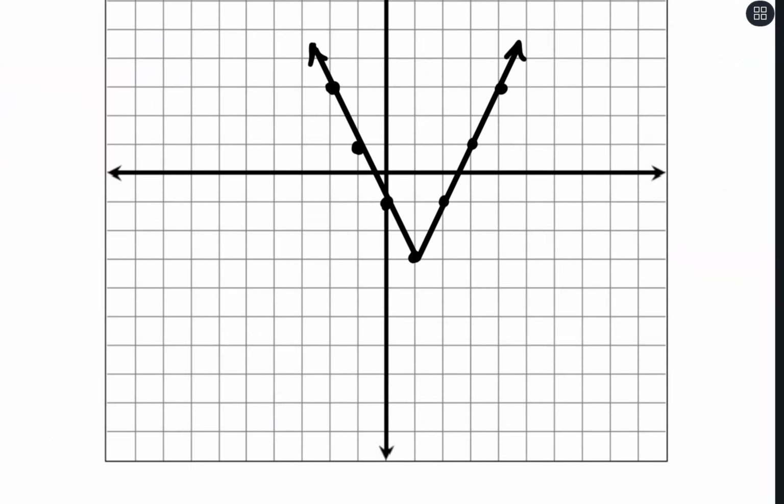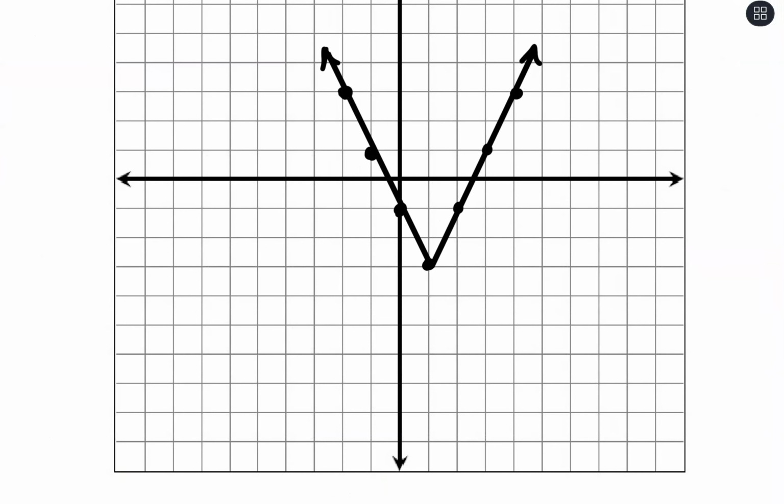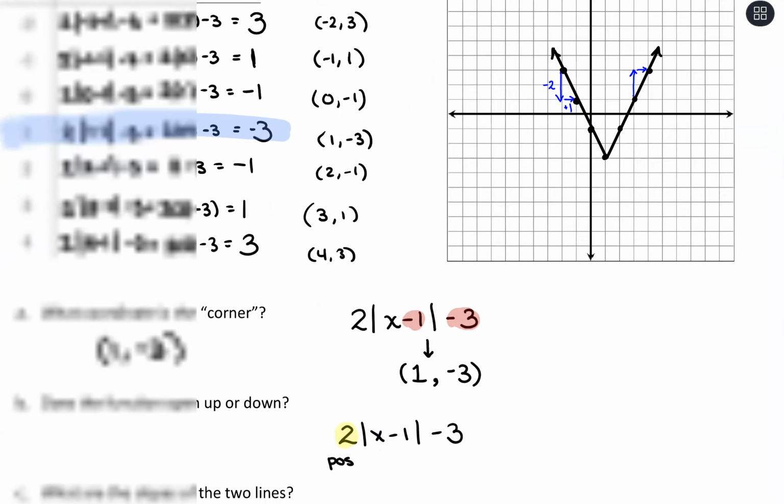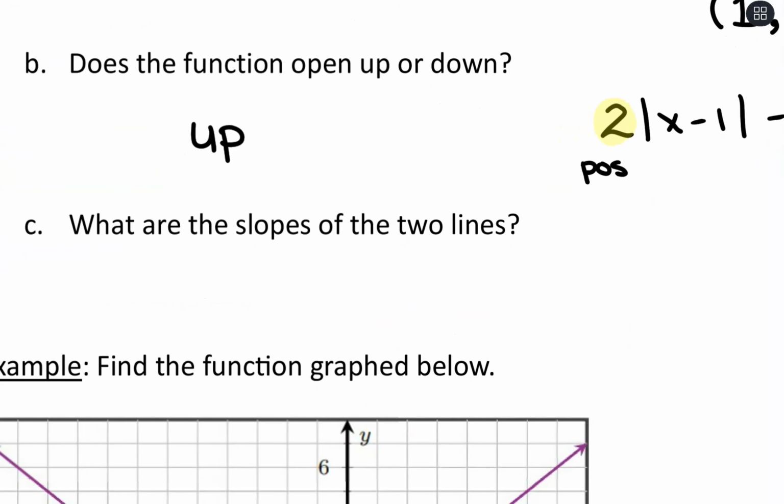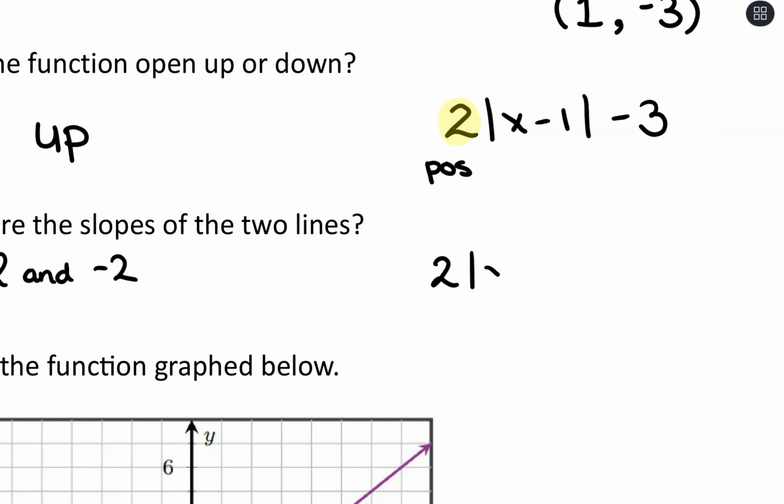What are the slopes of the two lines? What we could see is on the right-hand side, we would go down to the right 1. So I'm seeing a slope of -2 there. And then over here, I'm seeing a slope of +2. So the slopes of the two lines are 2 and -2. And in terms of our original function, that is coming through with the 2 out front. That's going to tell us about our slope.